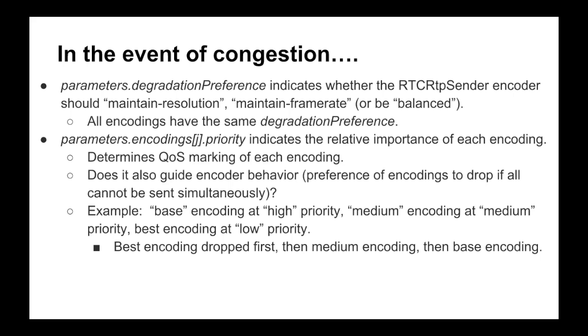There's a question about whether it also guides encoder behavior. For example, whether it indicates a preference of encodings to drop if all cannot be sent simultaneously. An example of this would be in simulcast. Say you're sending 3 simulcast streams. You have a base or the lowest one, and you mark that as high priority. The medium resolution one is marked as medium, and then the highest resolution is marked as low. Your intent there would be to have the best encoding drop first, then the medium encoding, and then the base encoding. I think this is a wee bit tricky because this isn't quite what circuit breaker says, right?